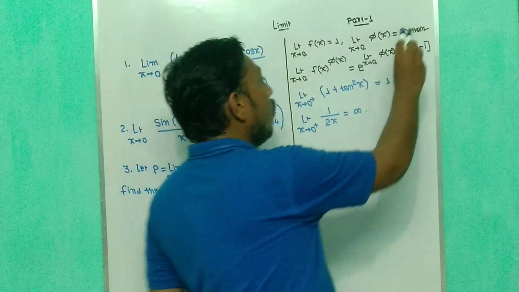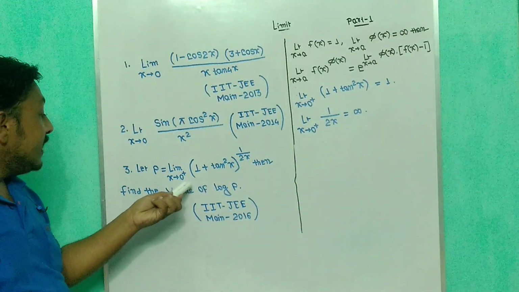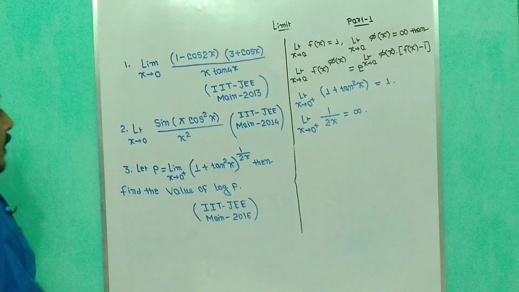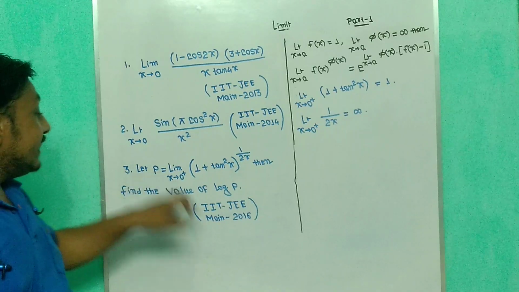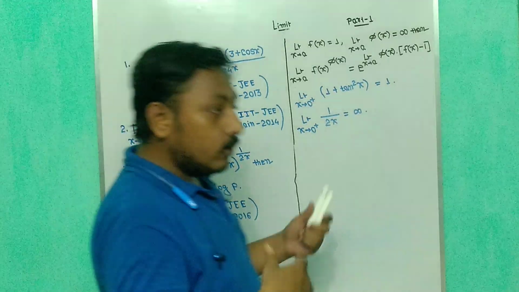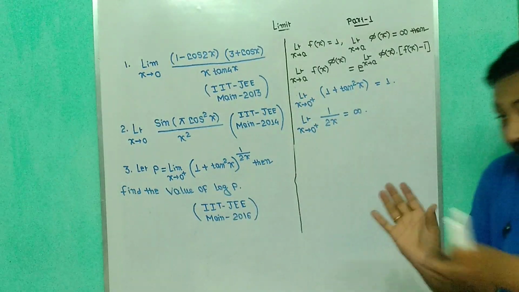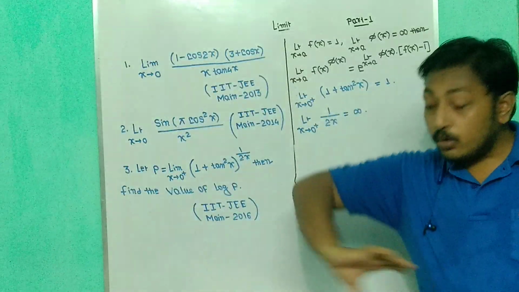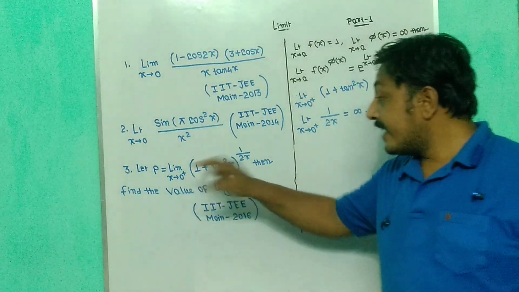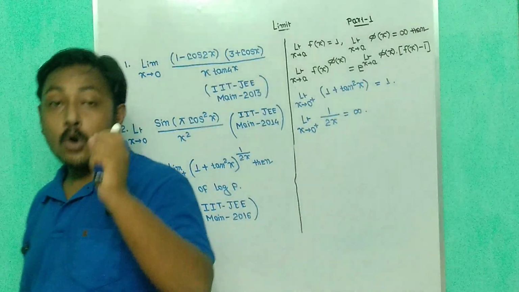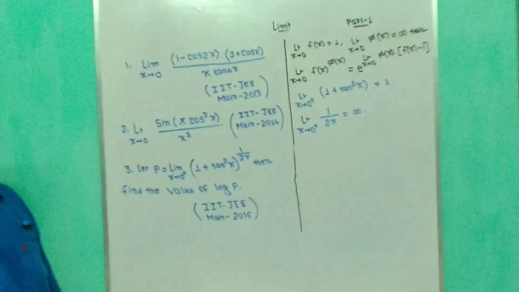This condition holds. So why are they writing in the question limit x tends to 0 plus? Because here we have to find log p. We all know that the domain of log x is x greater than 0. For x less than 0, log x is not defined. That's why they are using x tends to 0 plus.